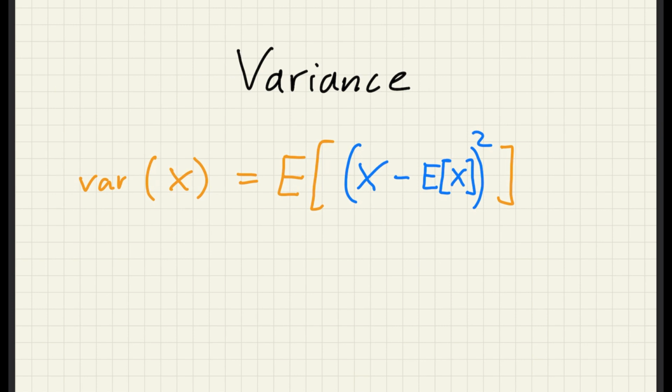And one way to interpret the variance is to think of this as the deviation of x from its average, and then taking the expectation here just means computing the average squared distance. Let's look at this using a numerical example.